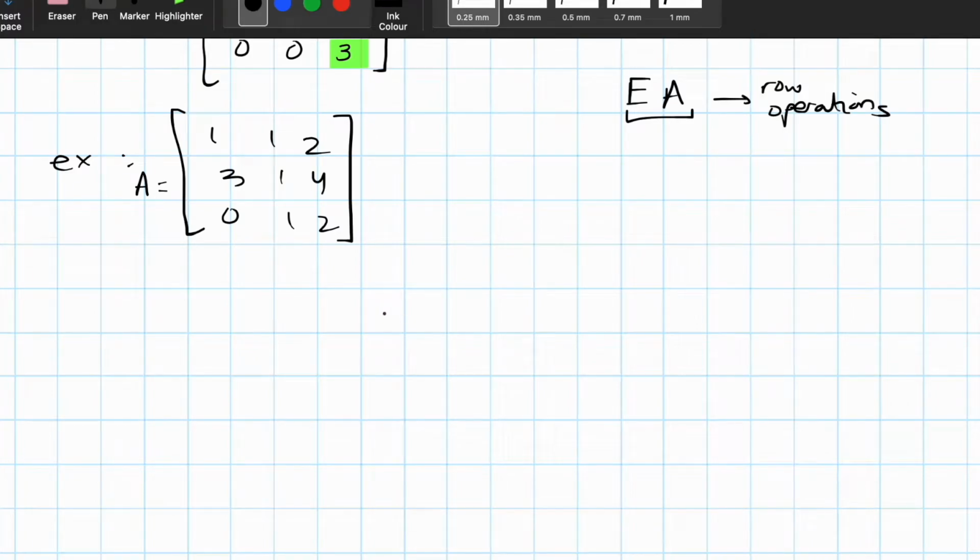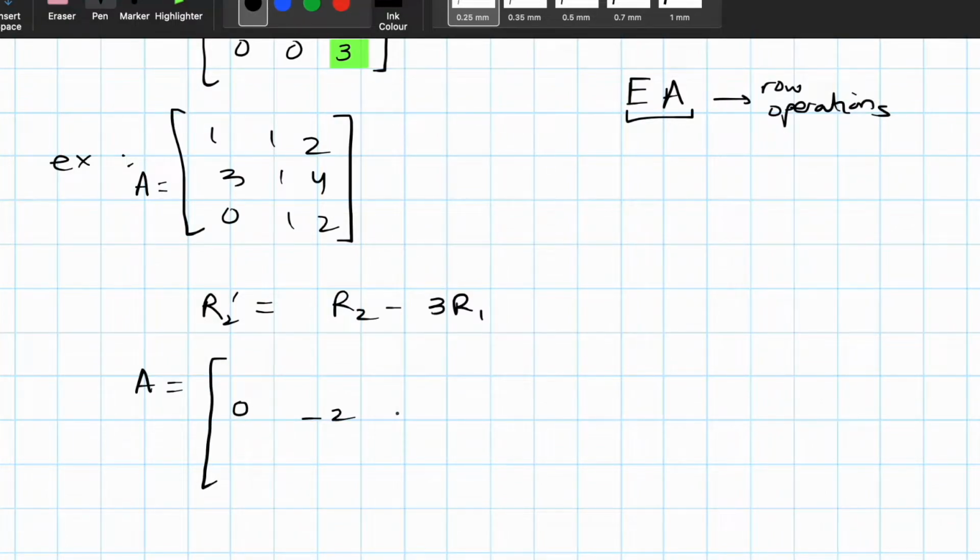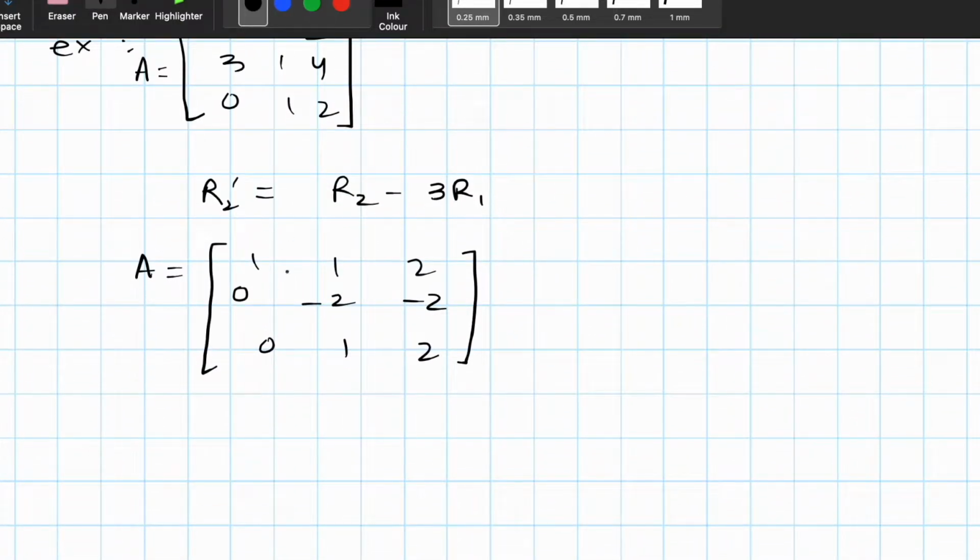Now let us cleverly perform some row operations to reduce it into row echelon form. As we know, this last element is 0. So for row 2, let's write row 2 as row 2 minus 3 times row 1. So A becomes 1 1 2, 0 minus 2 minus 2, 0 1 2. Now we can see that the first column is in row echelon form. Let's talk about the second column. Let's write row 3 as row 3 plus 1 by 2 times row 2.